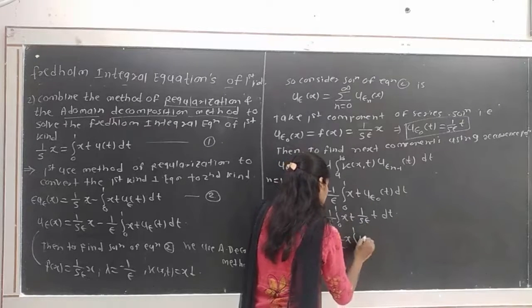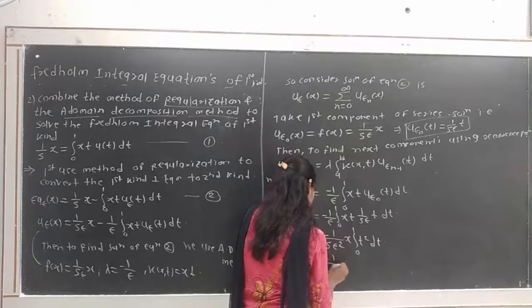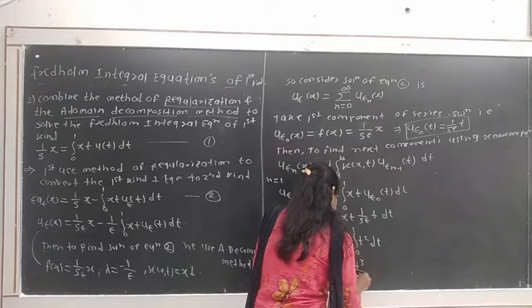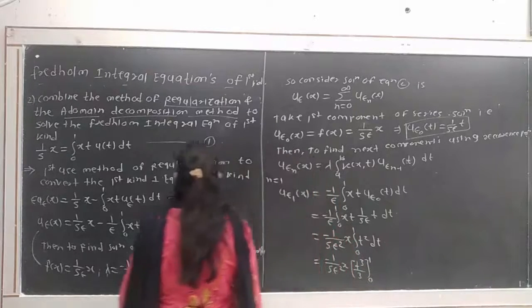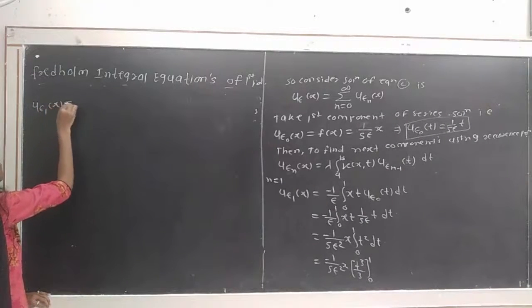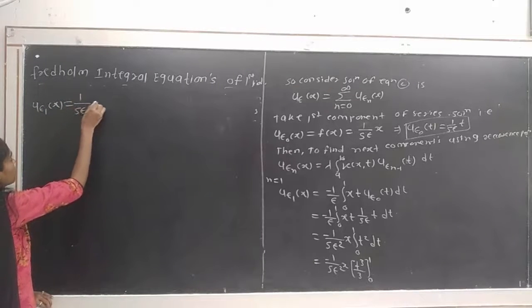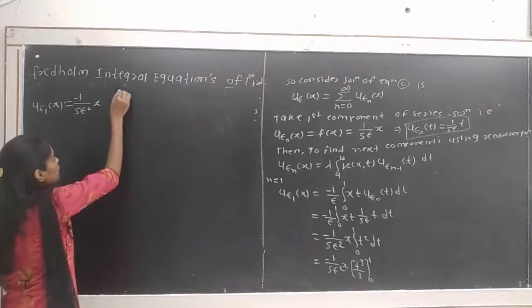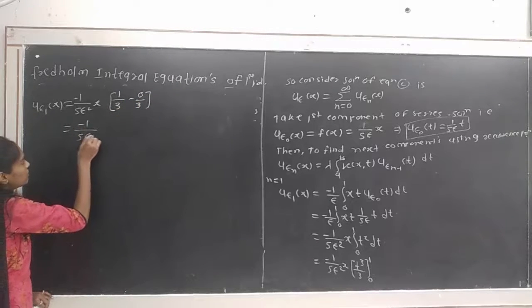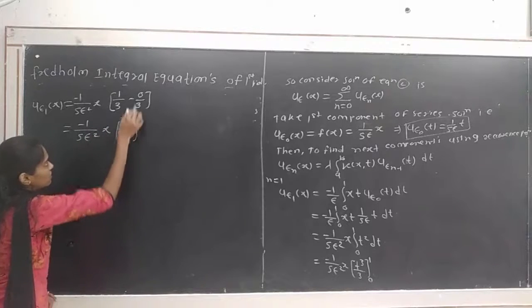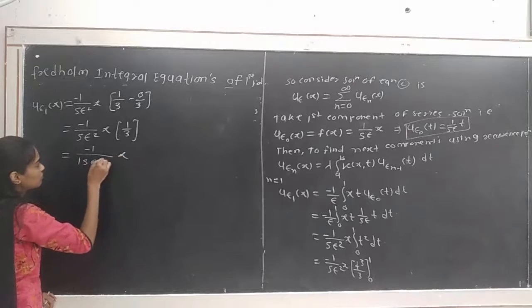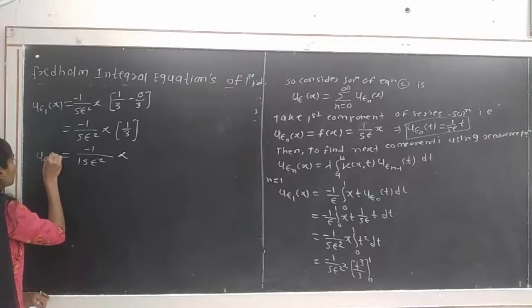Integration from 0 to 1, t into t becomes t square dt. So we get minus 1 divided by 5 epsilon square into x, and the integration of t square will be t cube divided by 3, limits from 0 to 1. Then we solve this integral. By putting limits, we get 1 by 3 minus 0 divided by 3. The 0 term vanishes, so we get minus 1 divided by 5 into 3, that is 15 epsilon square into x. That is the value of u epsilon 1 of x.